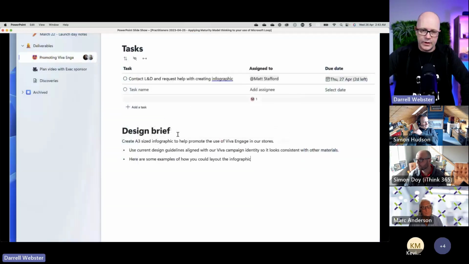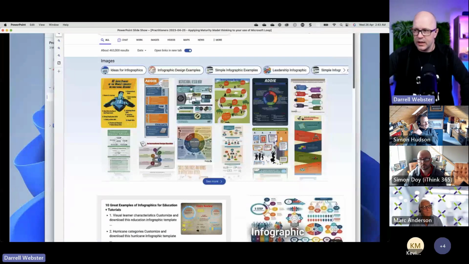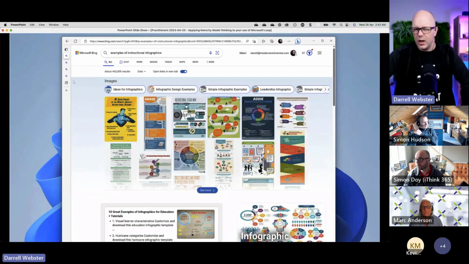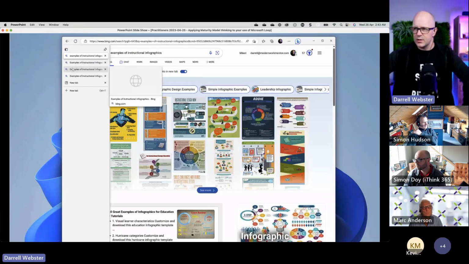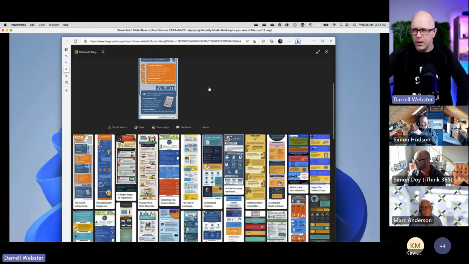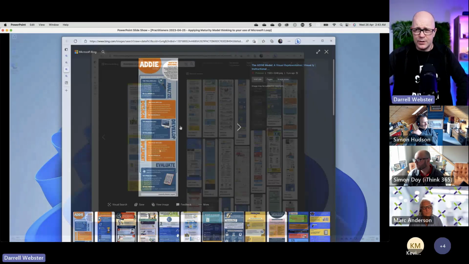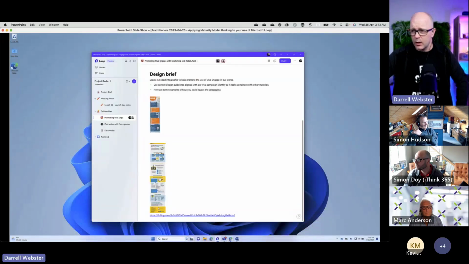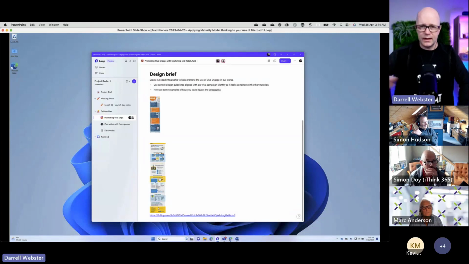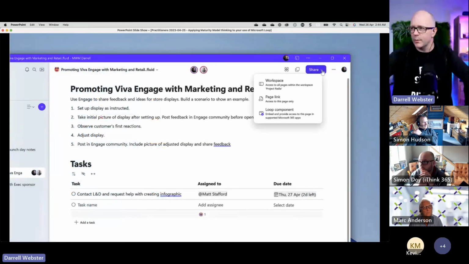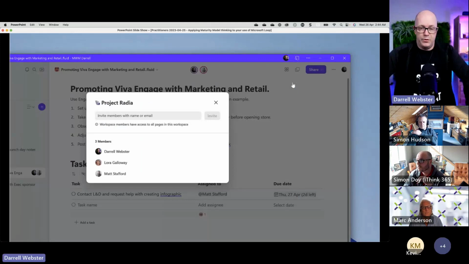And we'll also add a design brief for our designer who's going to help us create the infographic. So I might go out and grab a few ideas and inspirations for how I might want that infographic to look. And I'll copy that image, I'll drop it into the Loop as well, a couple of other images, maybe leave the link behind there as to where I got that from. We need to invite our designer to the workspace, so let's just do that.